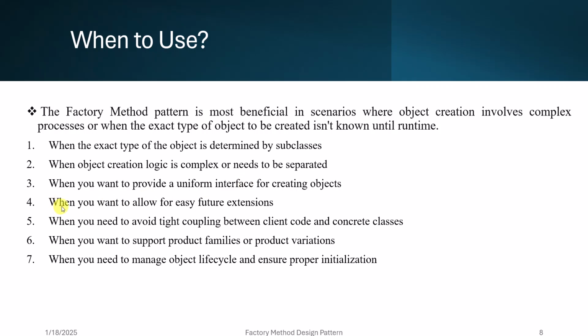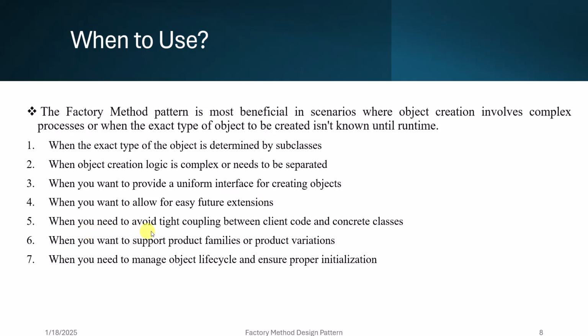The fourth one is when you want to allow for easy future extension. Here the factory method allows new types of objects to be added with minimal changes to existing code. If new types of products are introduced later, you only need to add new concrete creators and products without modifying the core logic or client code.